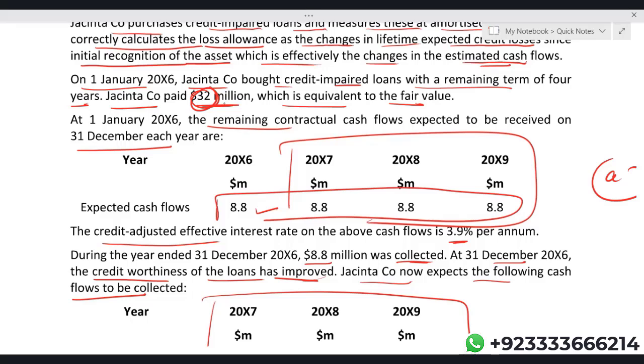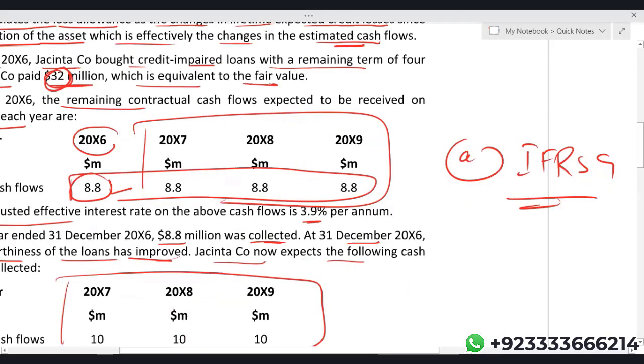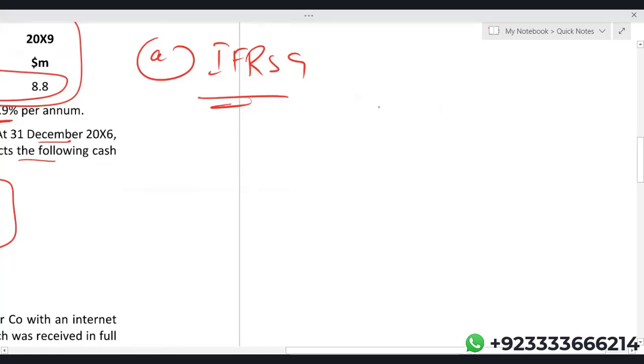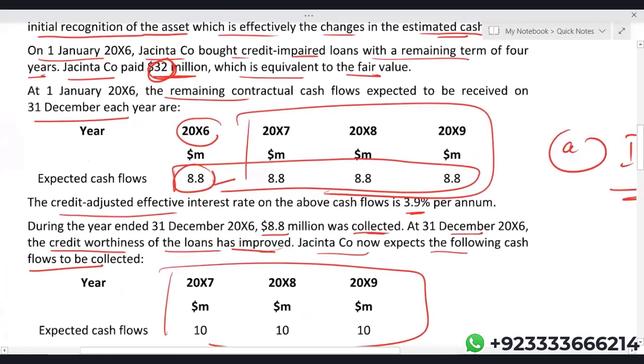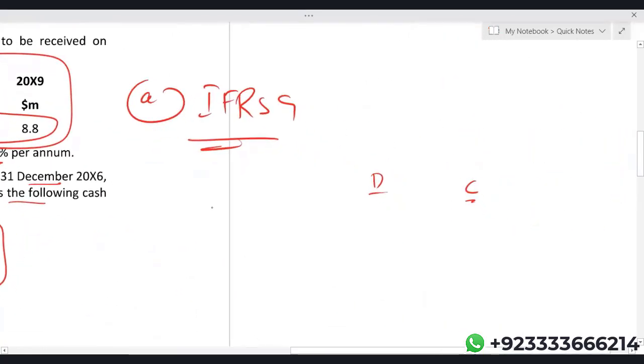Now what? They were expecting to get 8.8 million every year. And in X6, they have actually received 8.8 million also. If I just show you a little bit of accounting, they bought this investment on 1st January X6. This is your financial asset, 32 million. Cash, 32.